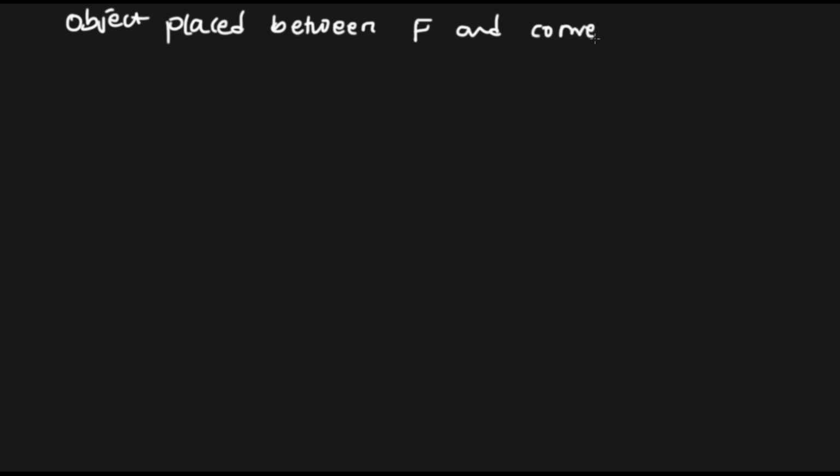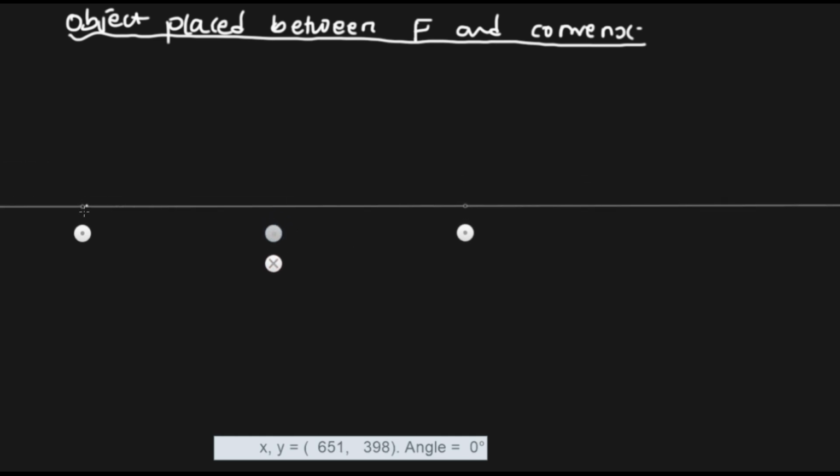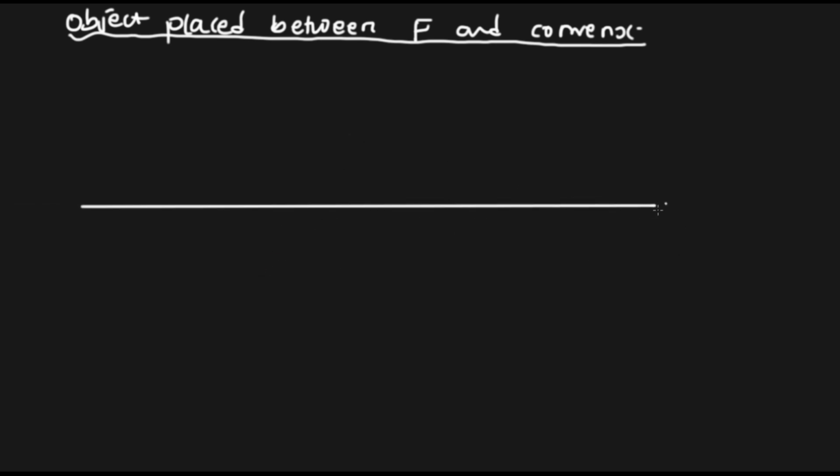Now let's look at the last one. So the last one is, we say, object placed between F and convex lens. So if you are able to remember this and the characteristics of the image, then your calculations will make sense, because we can use calculations to know if the image is real or virtual.